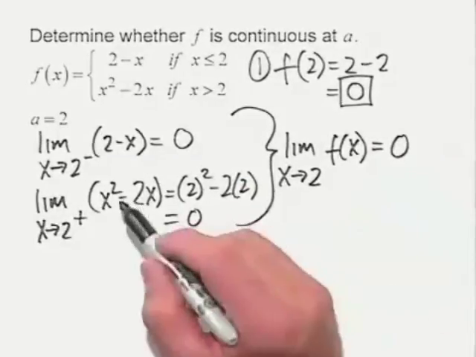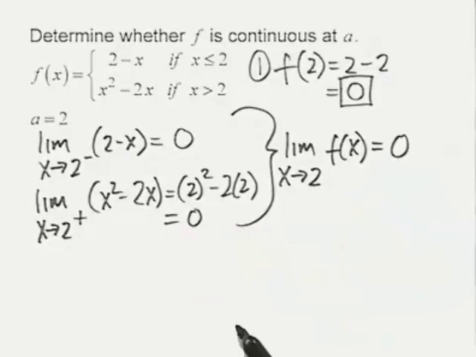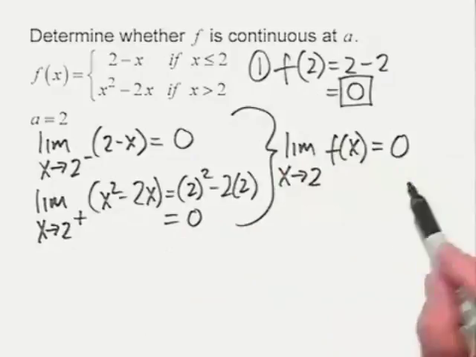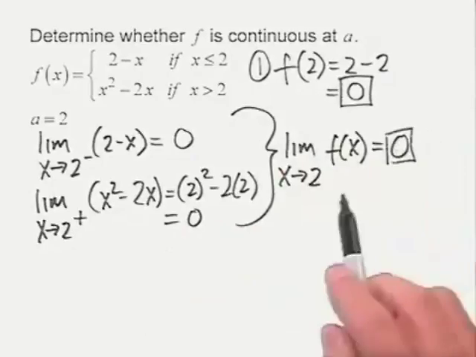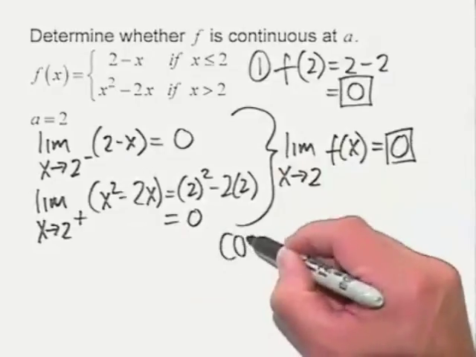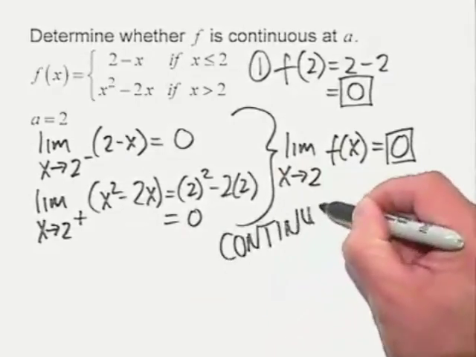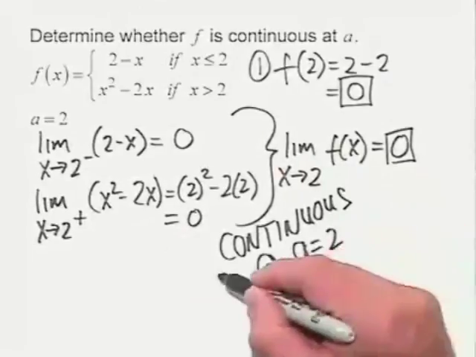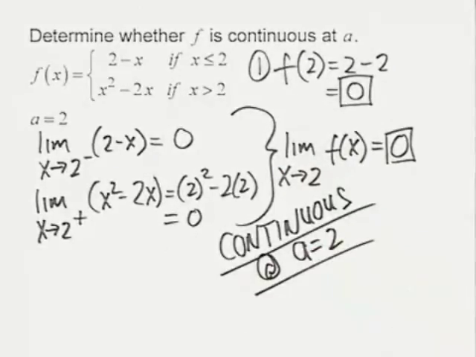Now, the third requirement for continuity at a point is that not only does the limit have to exist at that point, but our limit value has to agree. And so since our limit attains a value of 0, we can say that this function is continuous at the following point at a equals 2. So this is an example of a function that's continuous at a point.